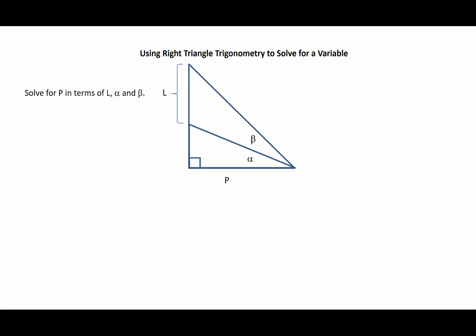So here's a complex problem where we can use right triangle trigonometry to solve for a variable. The key thing on this problem is being able to see that there's two right triangles in this picture.